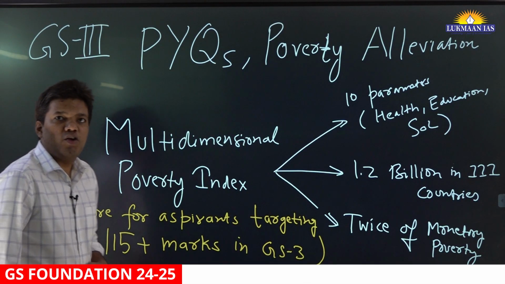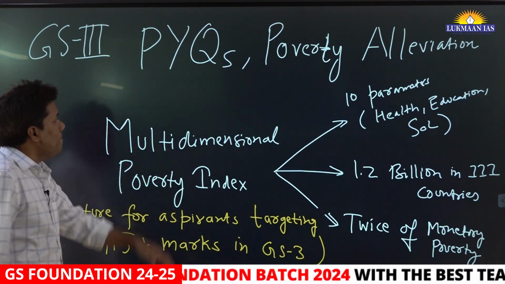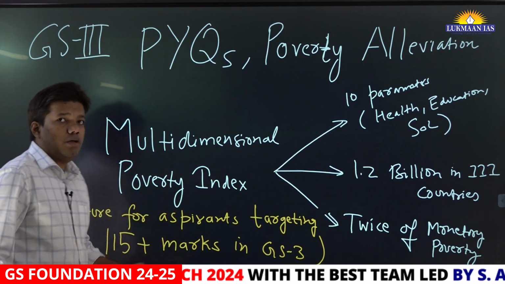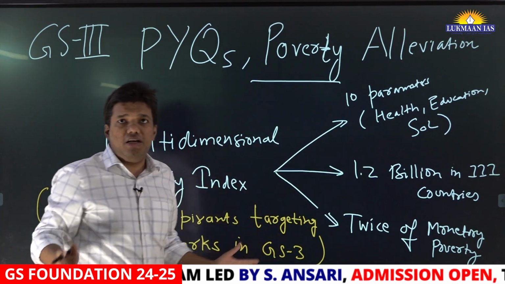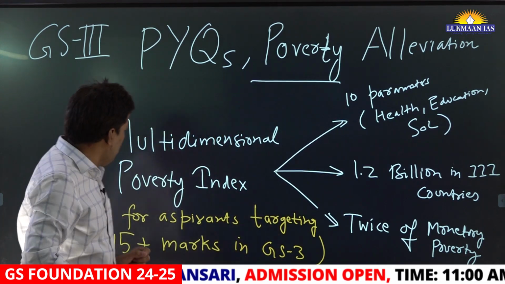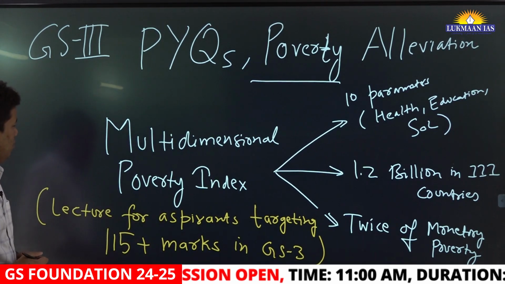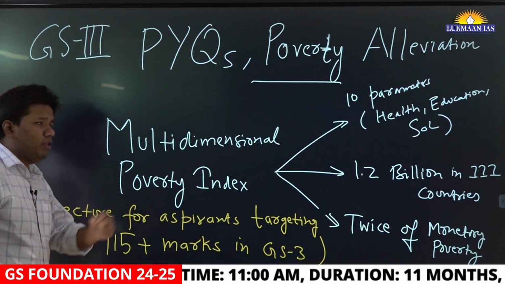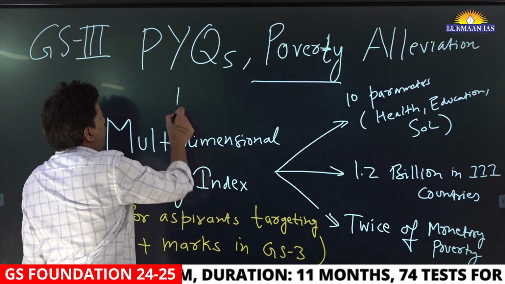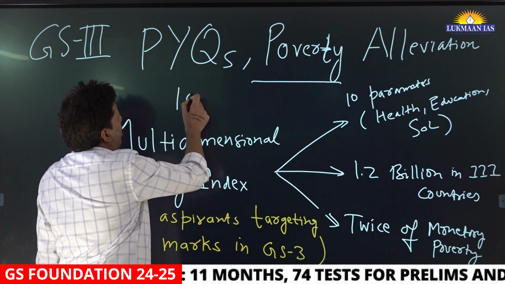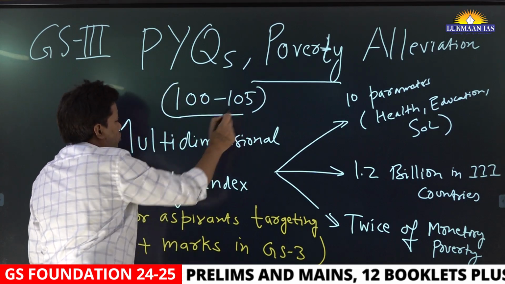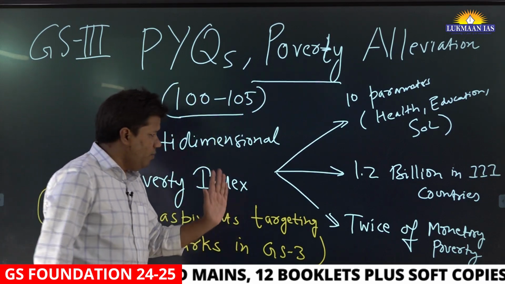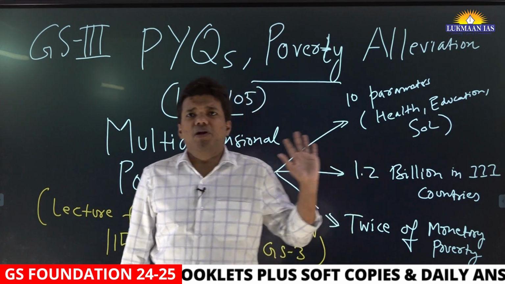Welcome everyone. So today my plan is to discuss the issue of poverty alleviation holistically. The purpose of this lecture is, let's say some aspirants say that I have already scored 100 to 105 marks in GS3, and they want to take their score to 115 or something. So I believe this lecture will help them.